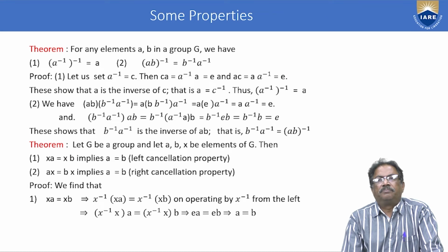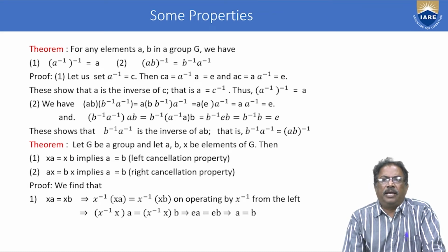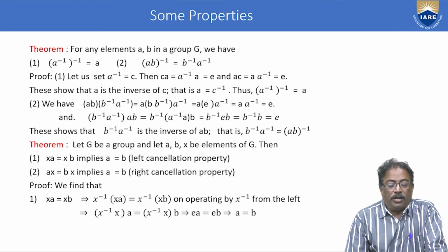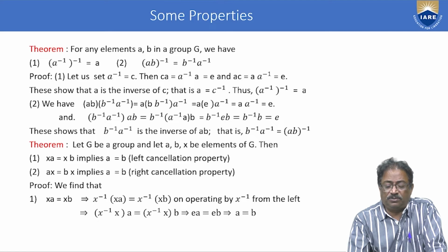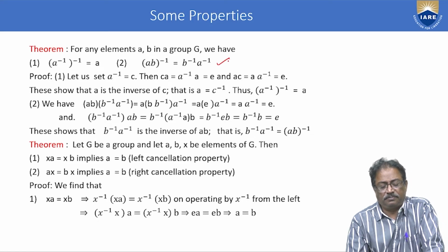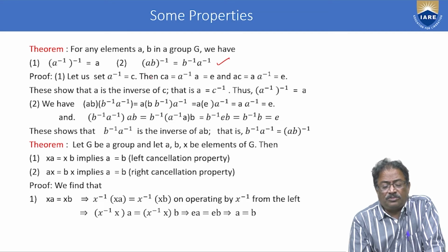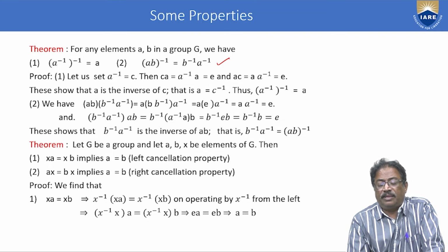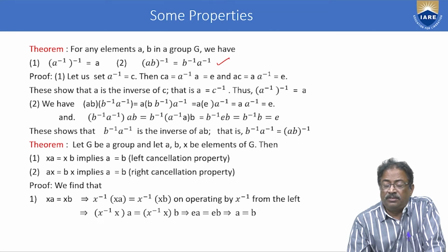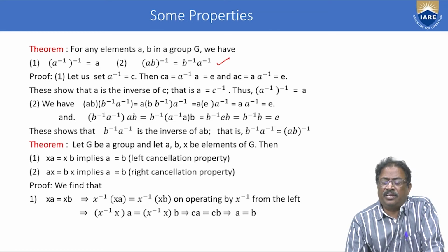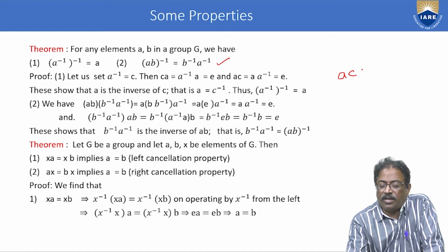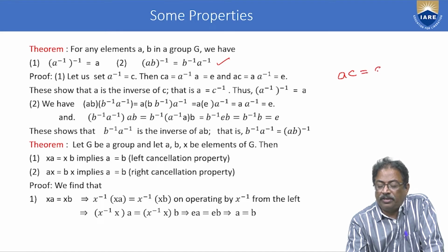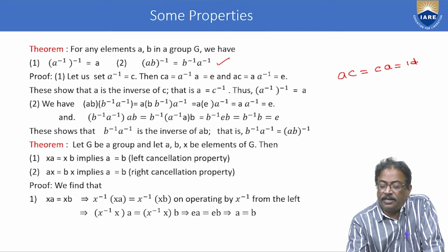Then another one. For any elements A, B in a group, we have (A inverse) whole inverse is equal to A, and (AB) whole inverse is equal to B inverse A inverse. Now let us assume that one is the inverse of the other. Suppose C is the inverse of A, then we get AC is equal to CA is equal to the identity element.